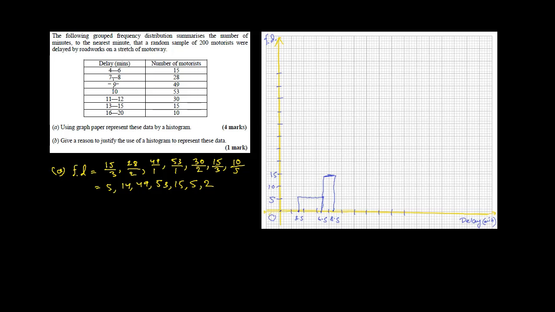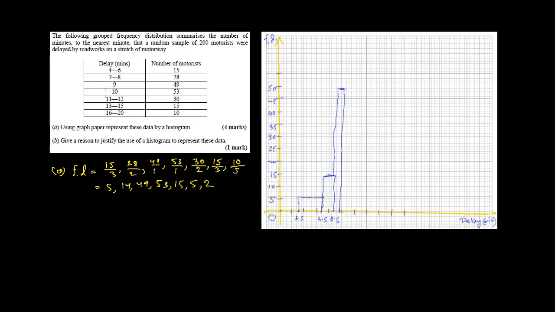The next one is 9. 9 means 8.5 to 9.5, 0.5 minus, 0.5 plus. So 8.5 to 9.5 is going to be, if this is 8.5, 9.5 is going to be around here. And the height of this building is going to be 49. So 20, 25, 30, 35, 40, 45, 50. So 49 is going to be here. So the height is going to be here. Okay, it will give you a rough idea. So this is going to be 49.